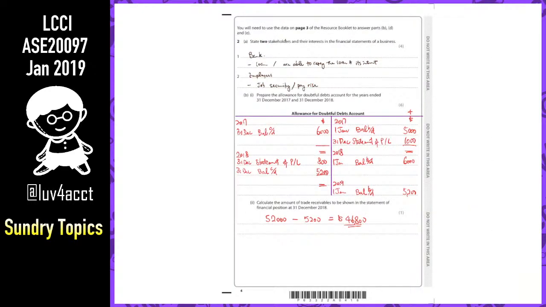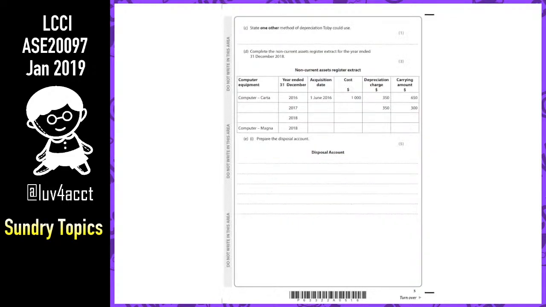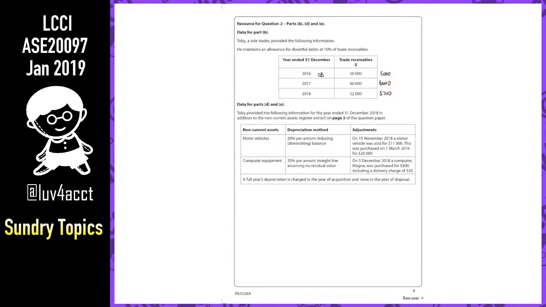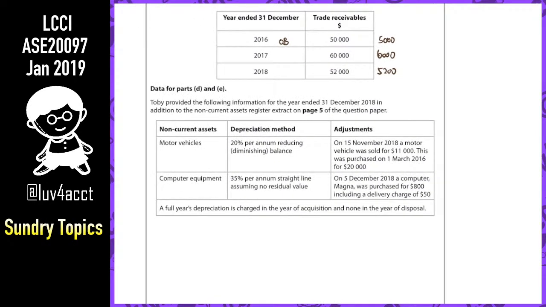Next, it would be related to the non-current asset. Okay, so let us see what is given to us. Toby provided the following information relating to non-current asset, and we have to work on the non-current asset register. Motor vehicles, 20% reducing balance method. Computer, 35% straight line, assuming no residual value. Okay, we have adjustment. Full year depreciation is charged in the year of acquisition, none in the year of disposal.